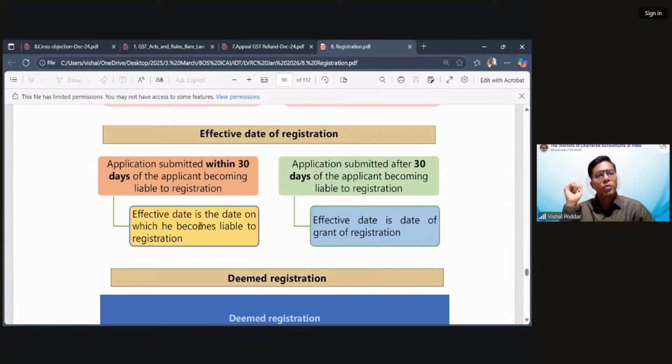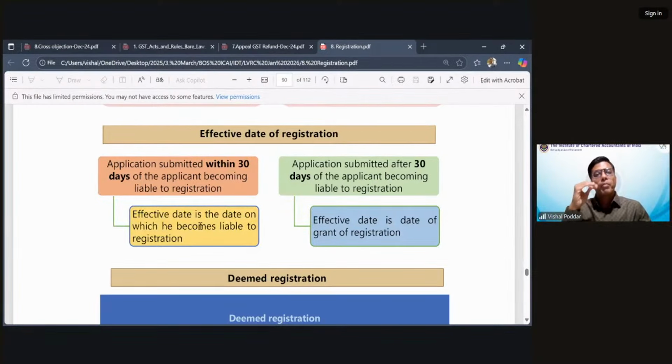If 30 days from today, that is by 30th of November, you make an application, you are satisfying the requirement of making an application within 30 days. In such cases, whenever the registration is allotted, because the registration allotment has a procedure which may take time, still your effective date will be 30th October only.